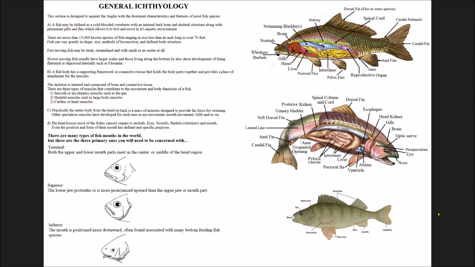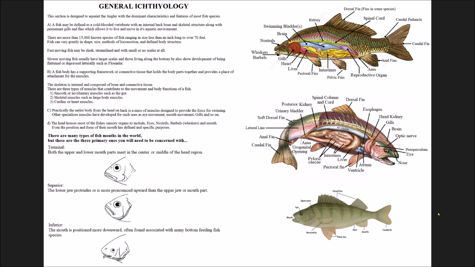General Ichthyology. This section is designed to acquaint the angler with the dominant characteristics and features of most fish species. A fish may be defined as a cold-blooded vertebrate with an internal backbone and skeletal structure, along with permanent gills and fins, which allows it to live and move in its aquatic environment.